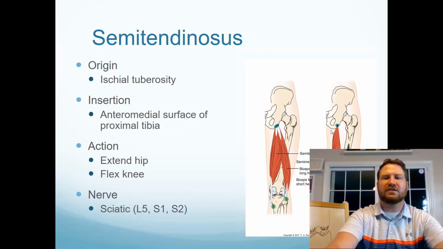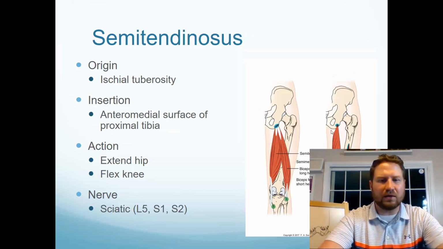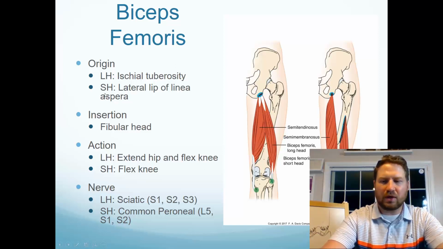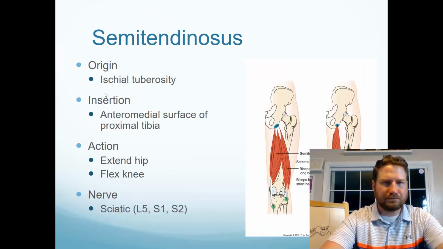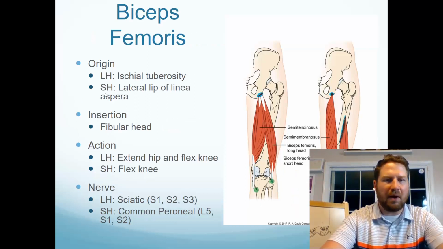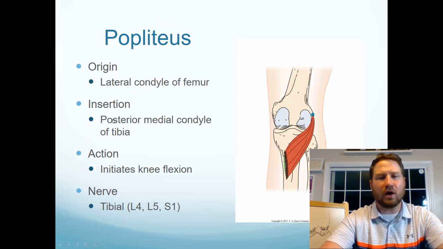Semimembranosus and semitendinosus, you guys are already aware of and how to palpate them. We'll do it again. Biceps femoris, you have a long head, short head. Long head is a two-joint muscle. Short head is your one-joint muscle. Semimembranosus and semitendinosus have the same origin. Biceps femoris, long and short head have the same insertion. Fun fact. Oh, we do talk about the popliteus.